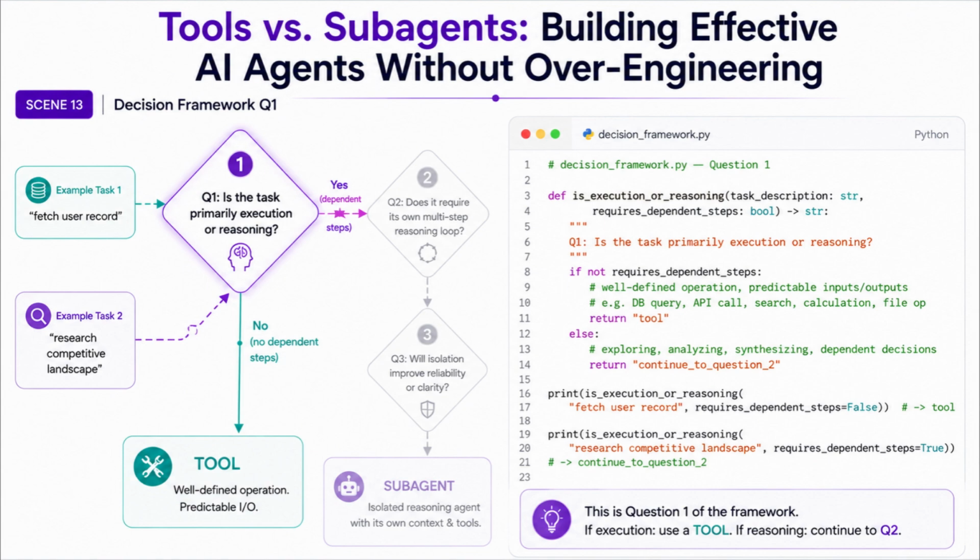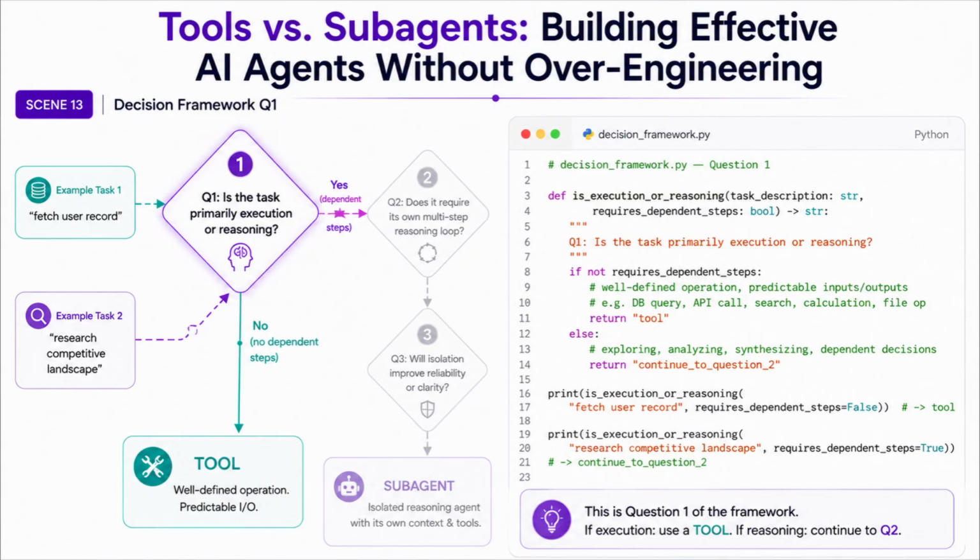If the task is a well-defined operation with predictable inputs and predictable outputs, a database query, an API call, a search, a calculation, a file operation, a tool is almost always the right choice. If instead the task requires exploring, analyzing, synthesizing, or making a genuine series of dependent decisions where each step depends on the one before it, it is usually a much better fit for a subagent.